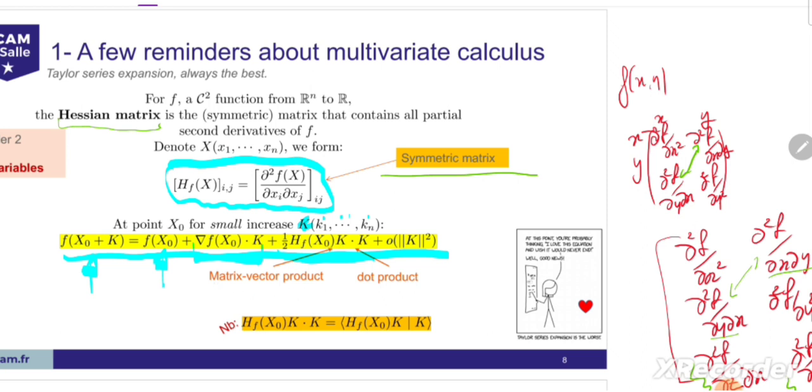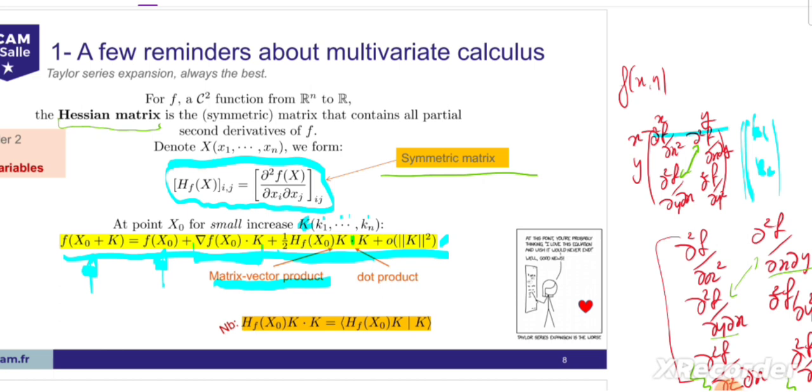This one is really a matrix vector product. So you've got your H matrix times your vector k1, k2. Okay, so that's a matrix vector product. And then we've got a dot product again with the vector k. Okay, so the result is really a real value. Plus the small o of norm of k square. Okay, so something very small compared to what's previously written in the expansion.